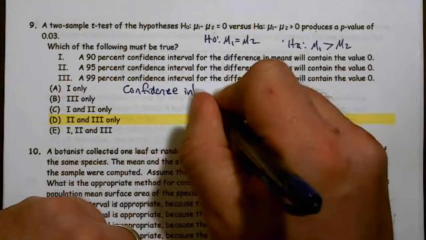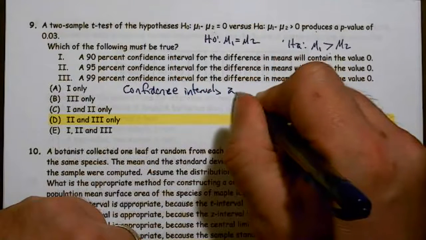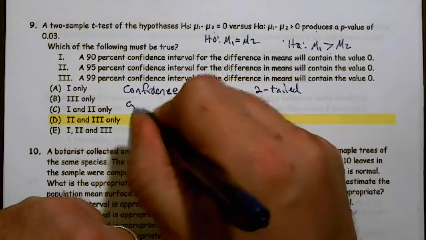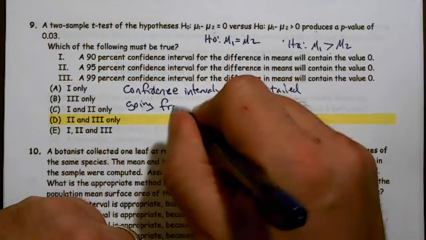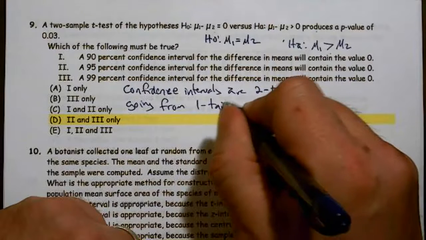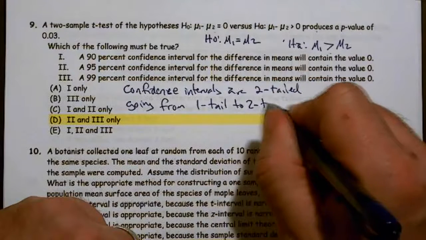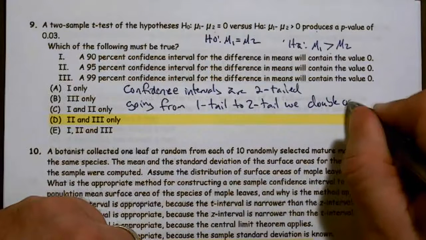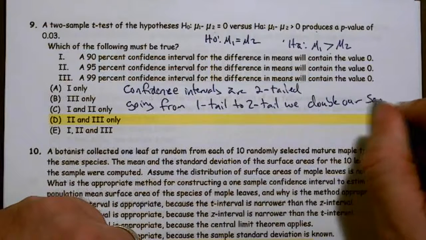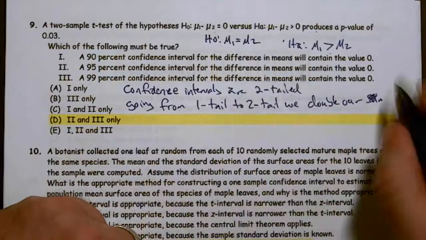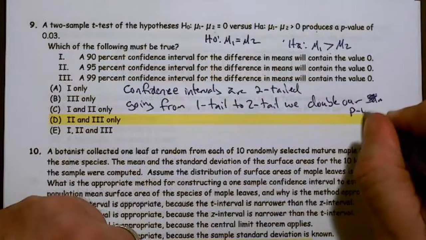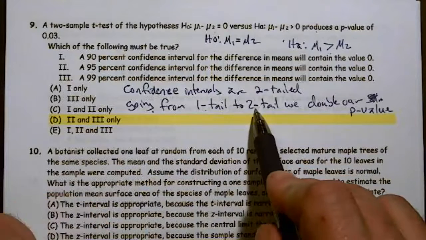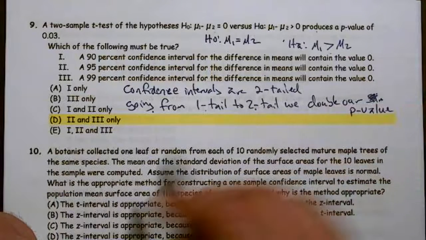Confidence intervals are two-tailed. Going from one tail to two tail, we double our p-value. Excuse me, not our sample size, our p-value. So going from one tail to two tail, we double our p-value. All right, just like on a t-test, we multiply by 2.